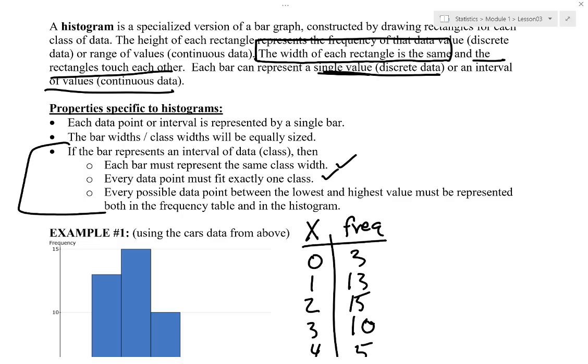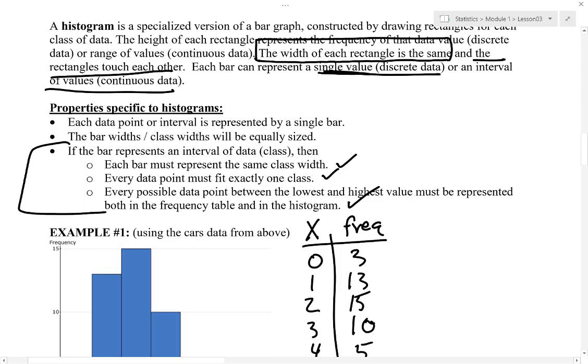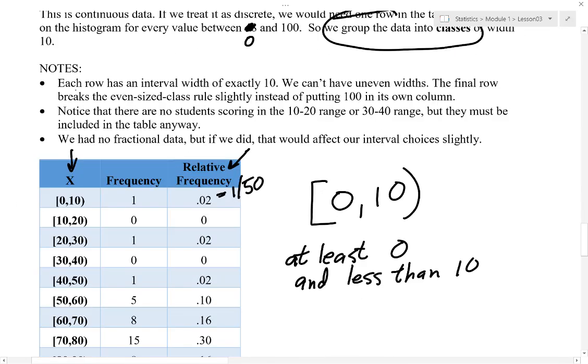And that's why I was very specific about the greater than or equal to. I'll go back to the table and show you that. Every possible data point between the lowest and highest value must be represented. Again, this is what I was talking to you earlier about, no gaps. Okay, so this is what I mean by equal class width. Each row has an interval class width of exactly 10.